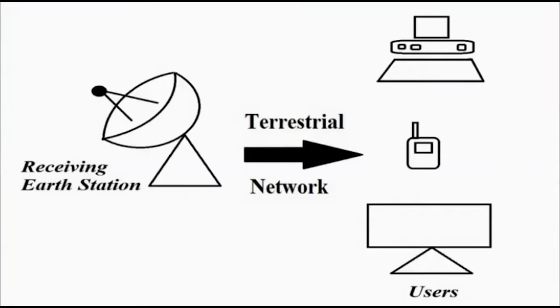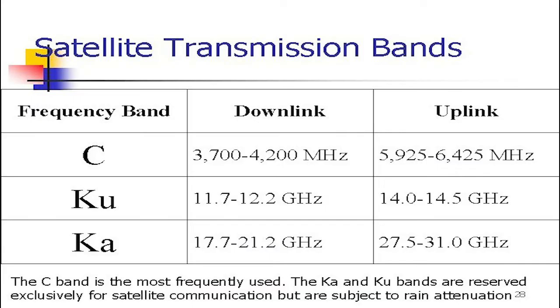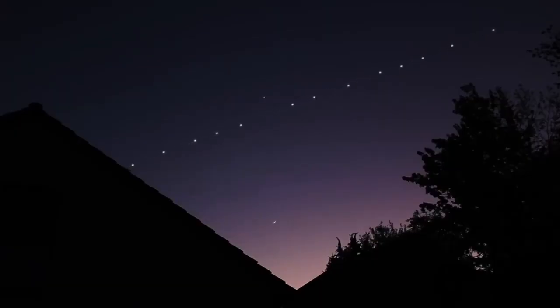Finally, at the receiving Earth station, the retransmitted signal is received, demodulated, and amplified to get back to the original signal. It is then sent to the user through the terrestrial communication network. Different frequency values are chosen for both uplink and downlink frequencies in order to avoid interference between the transmitted and received signals. Satellites are becoming smaller and more efficient.